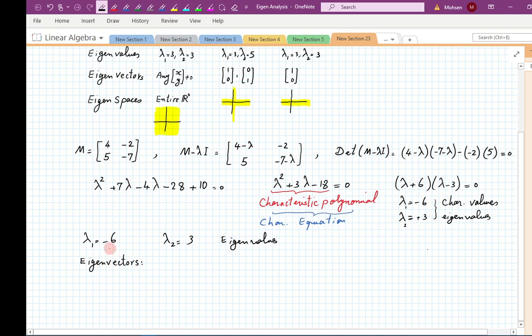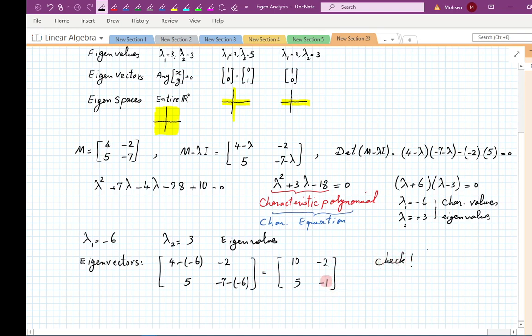So I'm going to put lambda 1, so I'm going to have 4 minus 6 and then minus 2, and then 5 minus 7 minus 6. Again, I put my ingredients in parentheses so that there is less chance of making mistakes. So I get 10, minus 2 and 5, and this one is minus 1. You pause for a second to make sure everything checks out so far.